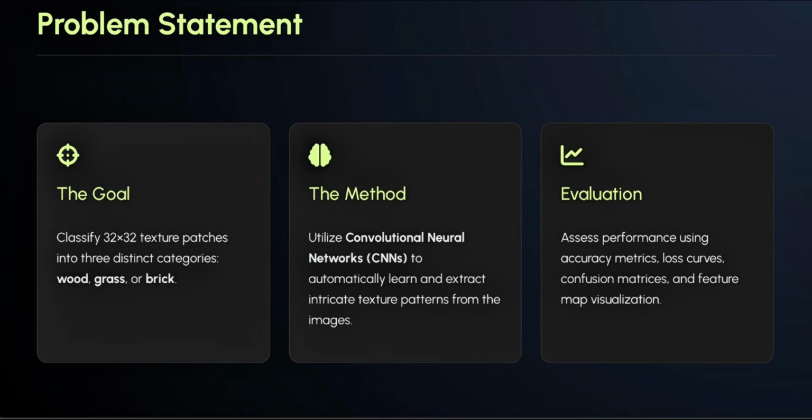The evaluation focuses on accuracy curves, the loss curve, the confusion matrix, and feature map visualizations. These tell us both how well the model performs and what kind of patterns the CNN actually learns internally. Since the images are so small, this becomes a good test of whether CNNs can capture fine-scale texture structure.